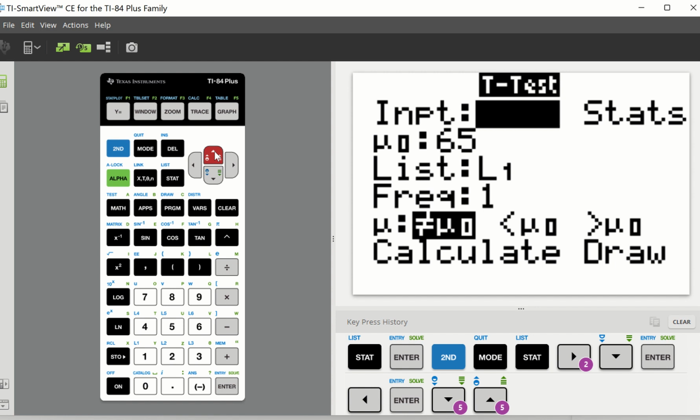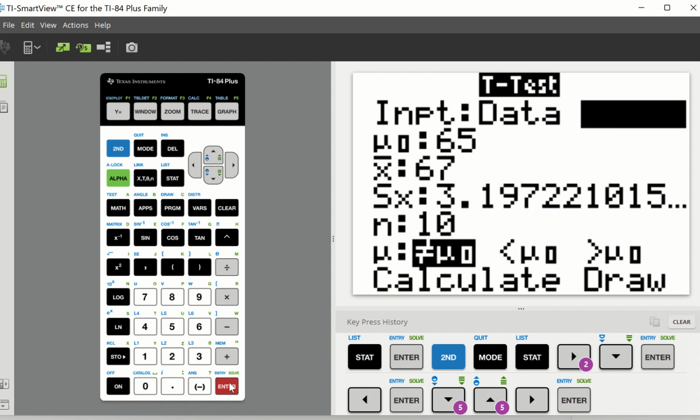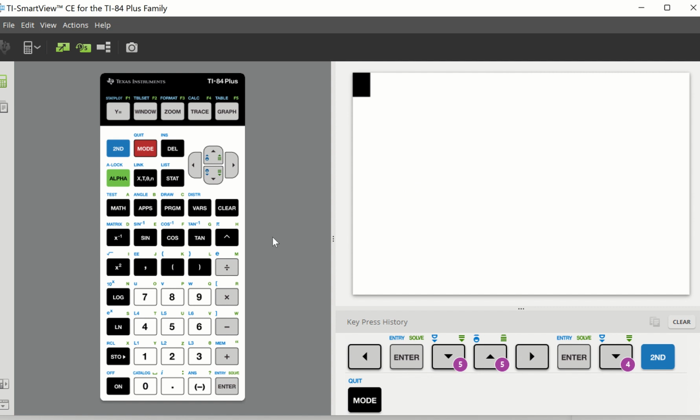Secondly, if data is not given and stats are given, scroll right to stats, hit enter, and you would need to type in the parameters manually. So you would enter the population mean, sample standard deviation, sample size, and the direction, and then calculate. So what we'll do is, let's take a look at an example to follow through.